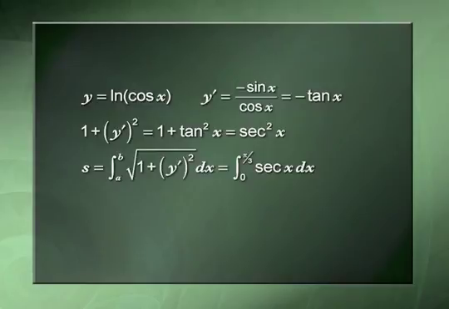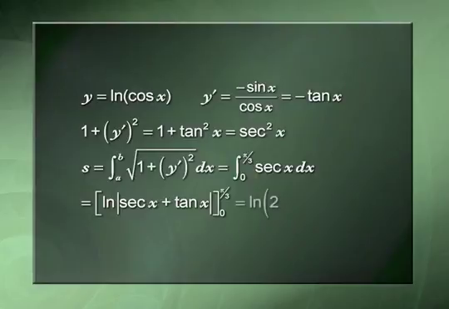What's the antiderivative of secant? That was on our formula list a few minutes ago. It's the natural log of the absolute value of secant plus tangent. And if you plug in the endpoints pi over 3 and 0, you get the following. Well, secant of pi over 3, what's that? What's the cosine of pi over 3? That's a half. So the secant of pi over 3 is 2.